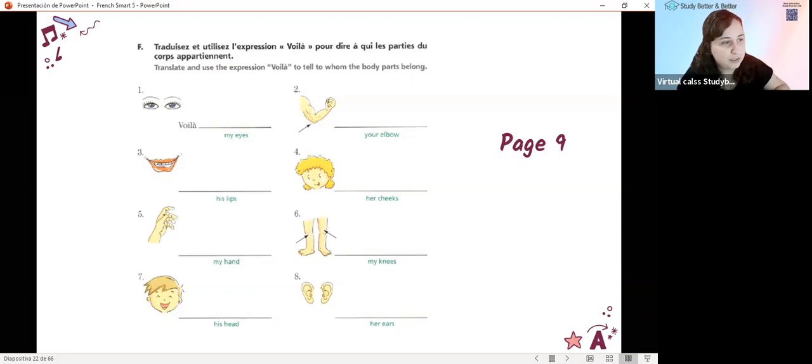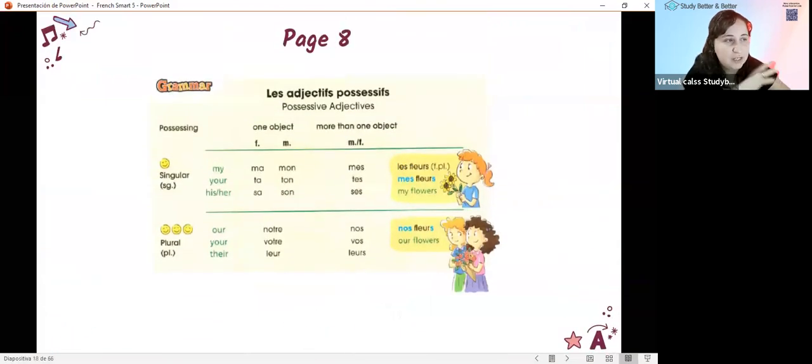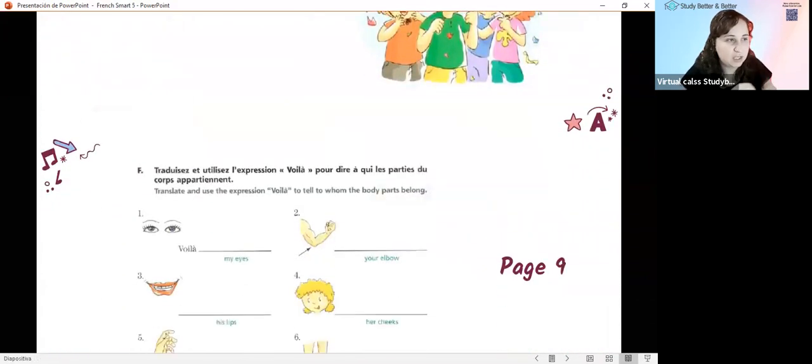So before doing this, you can go over the part on possessive adjectives to explain all of this a little better. We just need to add the word voilà, but we need to pay attention to this. For one object, it's going to be ma, ta, sa, mon, ton, son, notre, votre, leur. If there are multiple objects, we're going to say mes, tes, ses, nos, vos, leurs. Now that we just reviewed that again, we can keep going with the expression part.